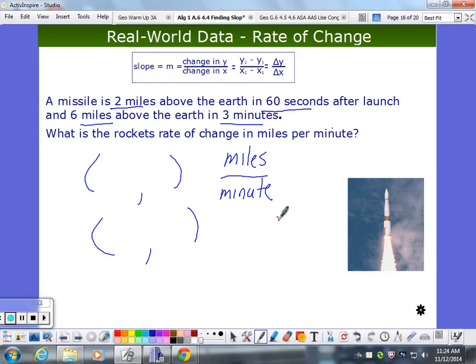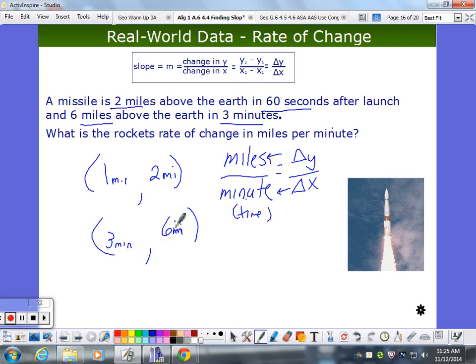See this miles per minute? I'm writing that as a fraction, miles per minute. That's my change in Y over my change in X. So who's the X? The minutes. Who's the Y? The miles. Okay, so let me see here. 60 seconds. That's not a minute. What is that? 1 minute. So make sure if it's in minutes, you want to be in minutes. So there's 1 minute, and I'm at 2 miles. And then the other one, 3 minutes, I am at 6 miles.